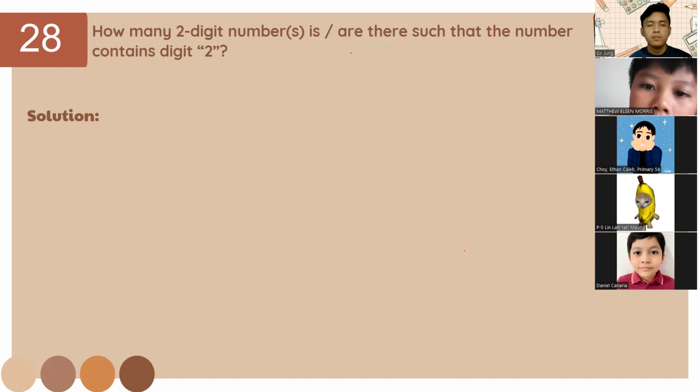Okay, that is a two-digit number. There are two-digit numbers that contain 2. There is 12, and then 20, 21, 22, 23, 24, 25, 26, 27, 28, 29, and then there is 32, 42, 52, 62, 72, 82, and 92.